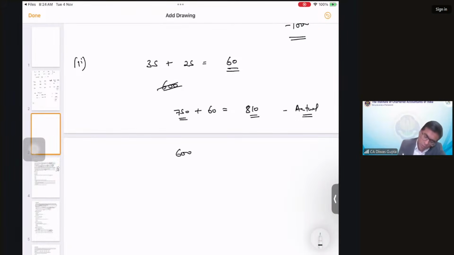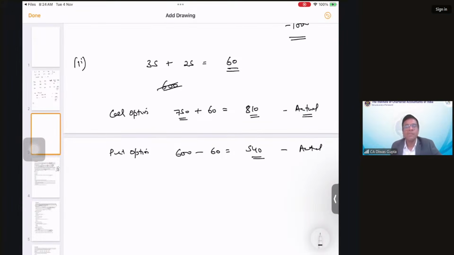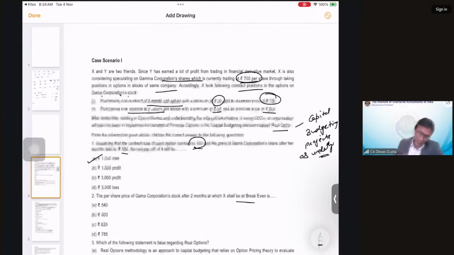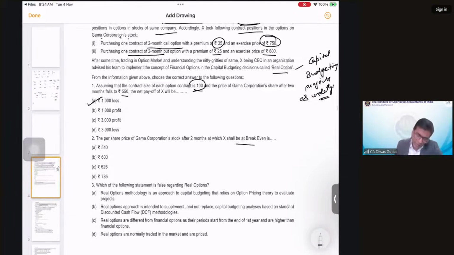So this is for call option. If we talk about put option, then exercise price is 600. From that, if we reduce 60, we arrive at 540. So the actual price, if it is 540, then also we gain, right? So there are two possibilities. Let's see which one is given. Is 810 given? No, but 540 is given. So 540 becomes the right answer.